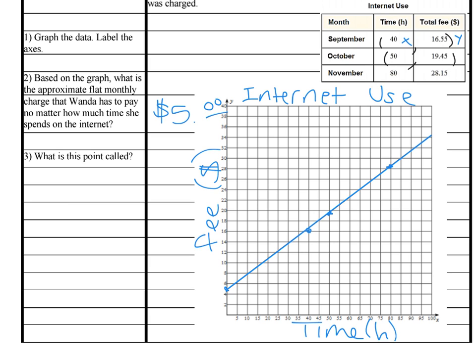says, what is this point called? That point right there is known as the y-intercept, which is also known as the starting value.